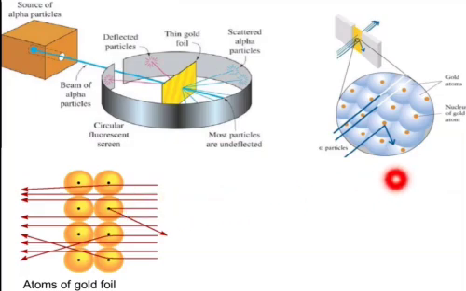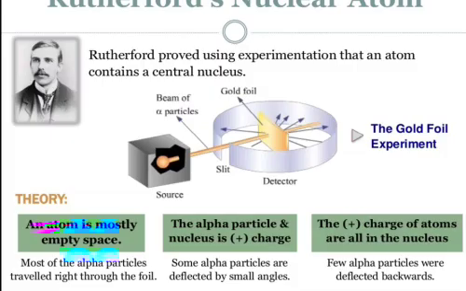Now in the conclusion, we are going to find out the reason behind the deflection of the alpha particles, because if we apply the Thomson model, we cannot find the reason. So it means that there were some defects in the Thomson model. So we are going to find the conclusion based on the gold foil experiment. As most of the alpha particles traveled straight through the foil, it means that an atom is mostly empty space.